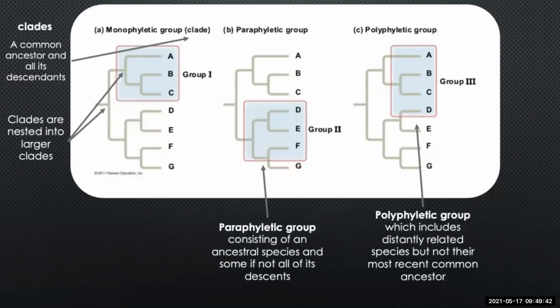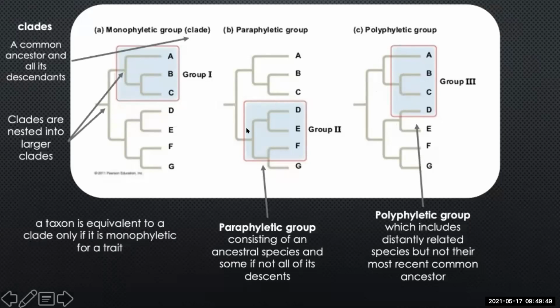These clades are nested into larger clades, so depending on what you're looking at, it can be a little confusing. But once again: paraphyletic, an ancestral species and not all of its descendants; polyphyletic, distally related groups without including their common ancestor. So for instance, for D, we would have to include this species here, because the most recent common ancestor of this entire group and this D would be back here. They branched off after that. And so this would be the polyphyletic group.